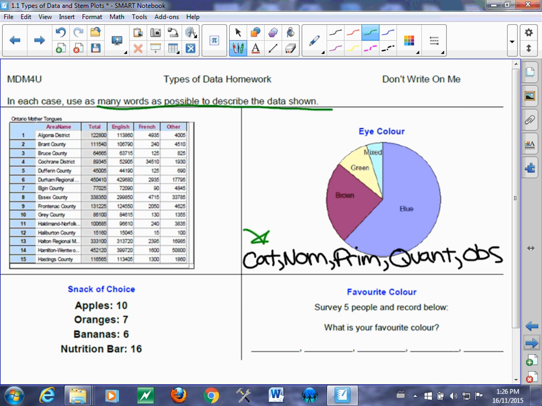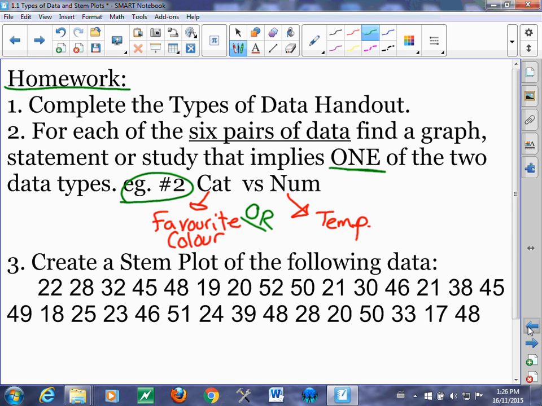That was step 1. Step 2 is to go to each of your different categorical types, and for each one, find one graph that represents that so you know what they look like. And then the last one is to create a stem plot for the following data. Please note that this data is not in numerical order, so please make sure you put it in numerical order. You will do all of this homework, ladies and gentlemen, next class.